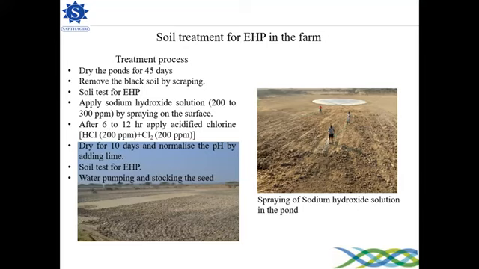After drying, the pH is normalized and the soil test for EHP has been done. At that time it is negative for EHP, and the pond can be ready for the next stocking. But the problem with sodium hydroxide solution is that it will affect the fertility of the soil. So sodium hydroxide is not a regular treatment solution for EHP.